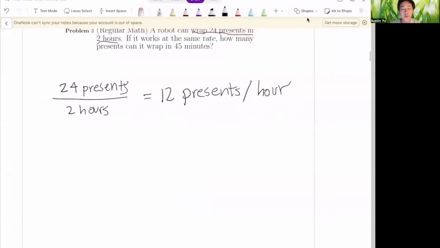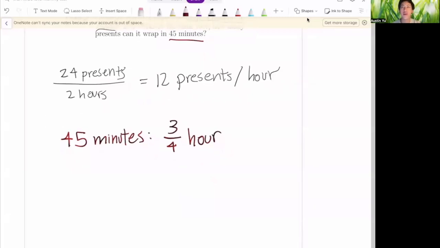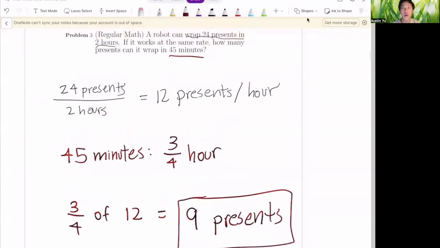And then we have to convert 45 minutes to an hour, right? Because we have to see how well 12 presents an hour fits into 45 minutes. So 45 minutes, isn't that just 3/4 of an hour? Which means that 12 presents an hour, if we took 3/4 of that, then 3/4 of 12 would just be 9. So therefore, in 45 minutes, which is 3/4 of an hour, the robot would wrap 9 presents, since 9 is 3/4 of 12.